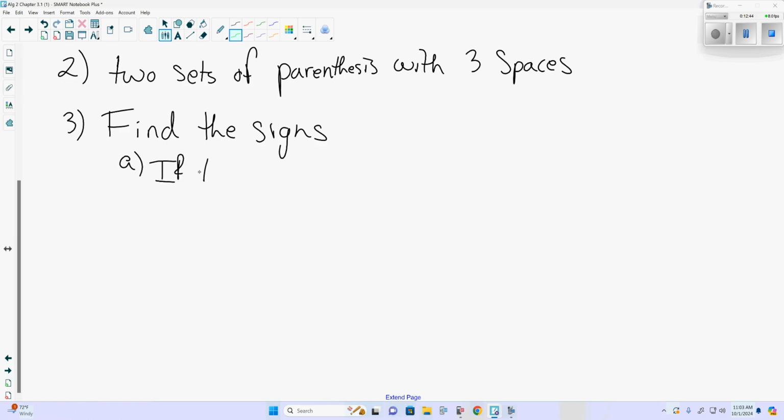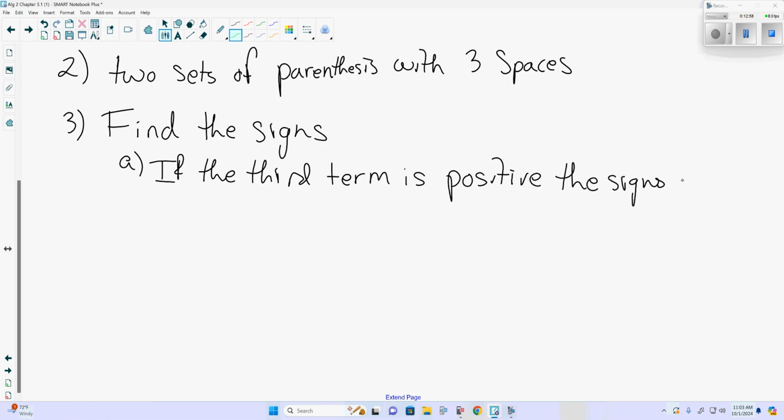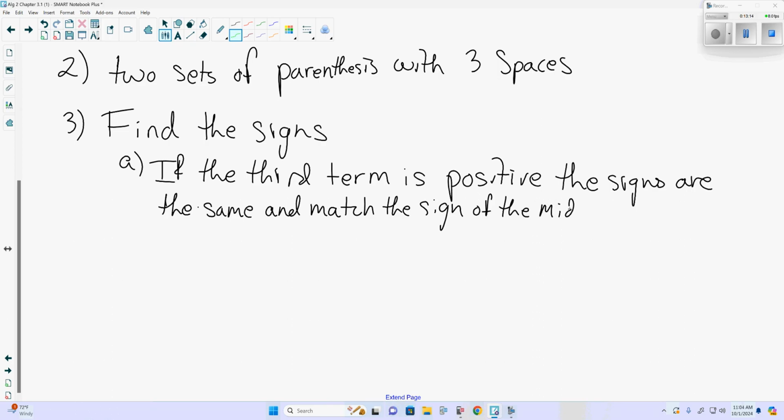If the third term is positive, the signs are the same and match the sign of the middle term.